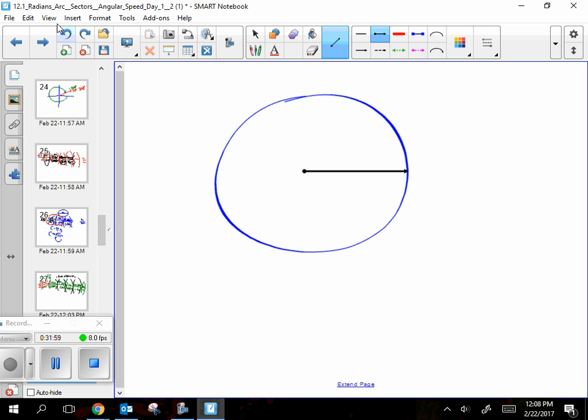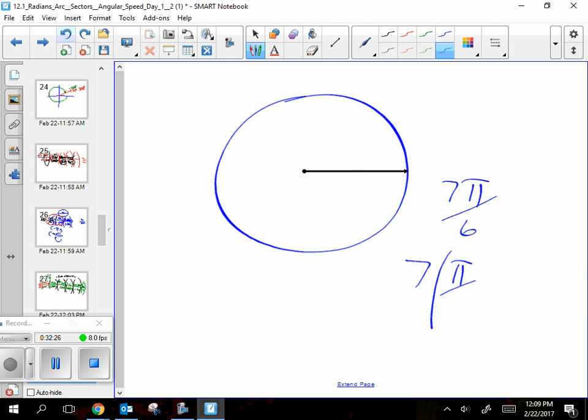Tilt it a little bit. I can't tell what that says. Would you ask the kid next to you? It's not 120, though. Okay. 7 pi over 6 is how many pi over 6s? 7 pi over 6s. That's the way I want you to think.